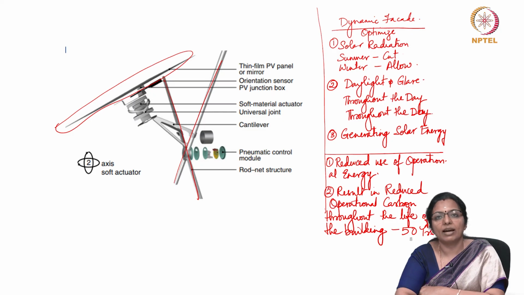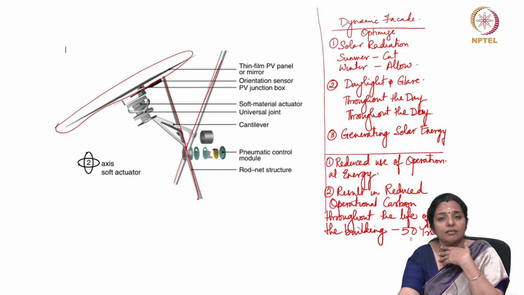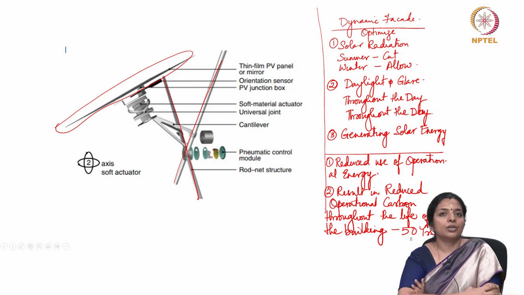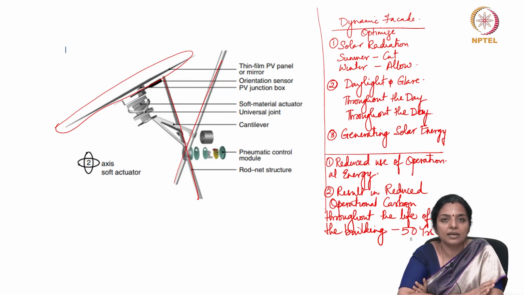have on the environment. So, we will stop this class today here with this brief introduction about envelope, static and dynamic, and how these are related to operational carbon, and how these can aid in reducing the operational carbon by controlling the ingress of solar radiation, daylight, and probably even generate solar PV, solar energy.